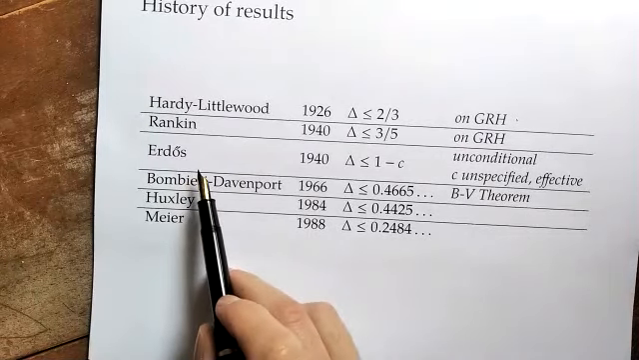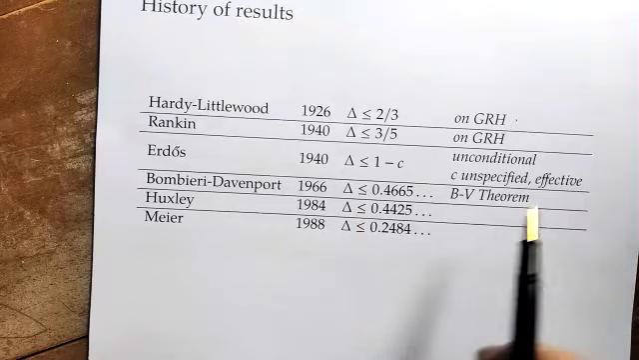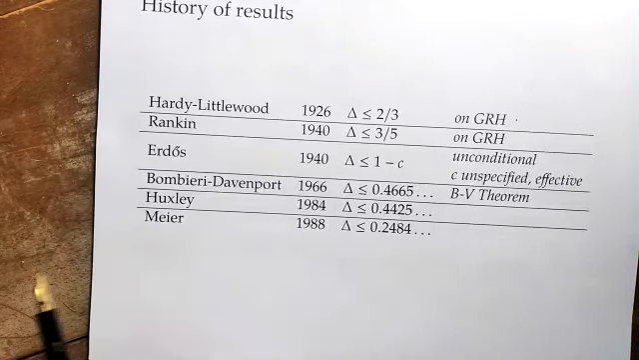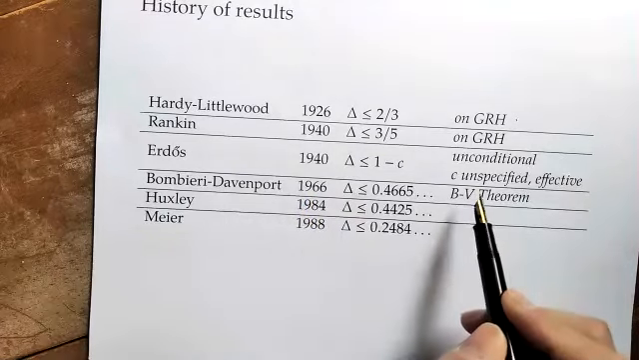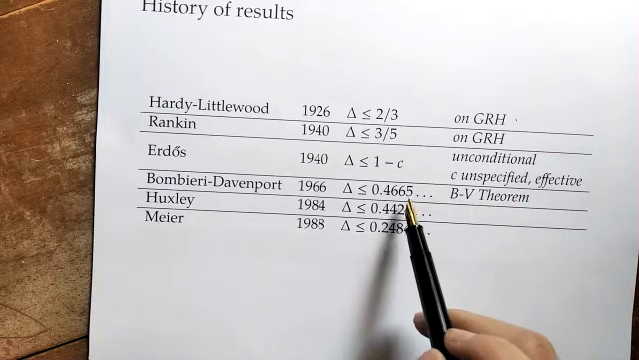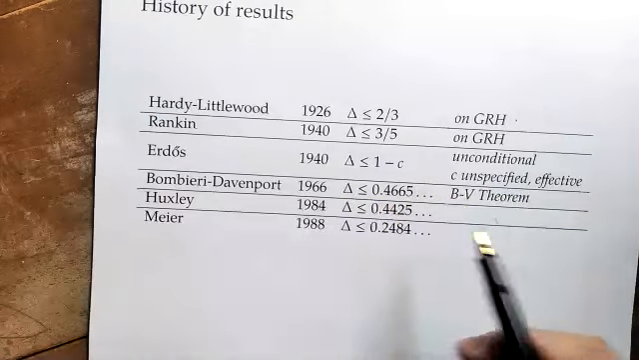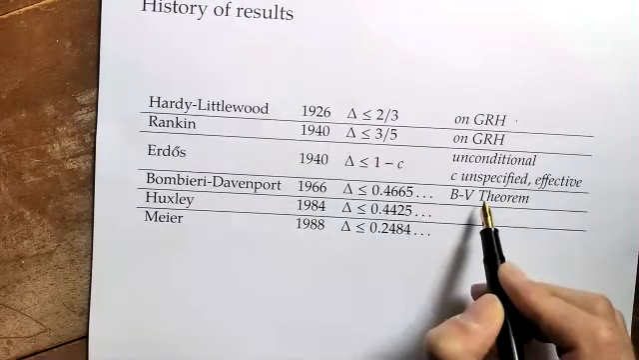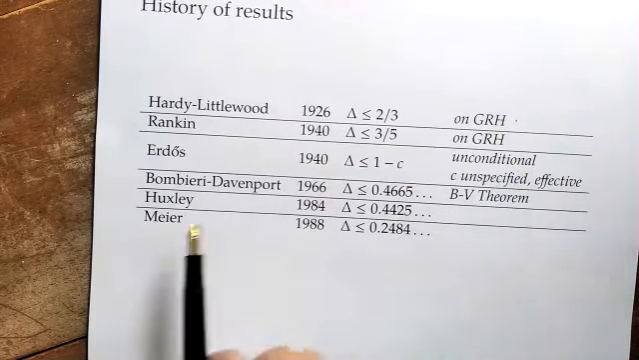Erdős was the first to come up with an unconditional bound less than 1 strictly, but the bound was unspecified, even though it was effective. And Bombieri and Davenport in 1966, using the Bombieri-Vinogradov theorem, which Bombieri proved for this purpose actually, were able to show that delta is at most 0.46 something. And this Bombieri-Vinogradov theorem basically substitutes for GRH. So practically replaces it in this application.